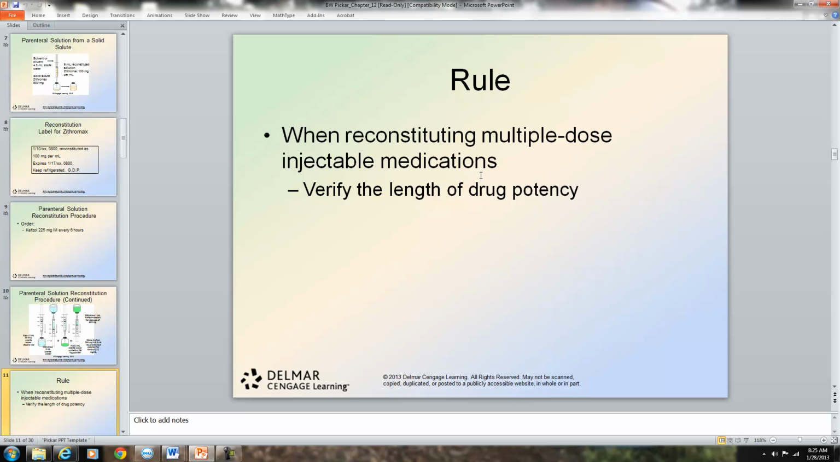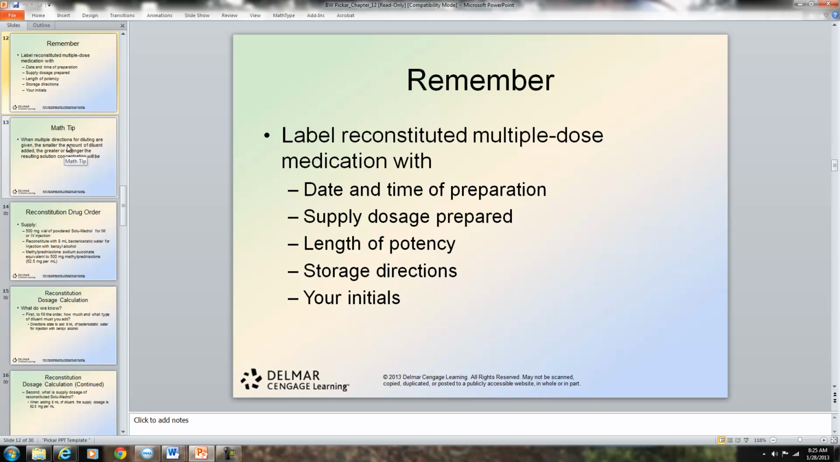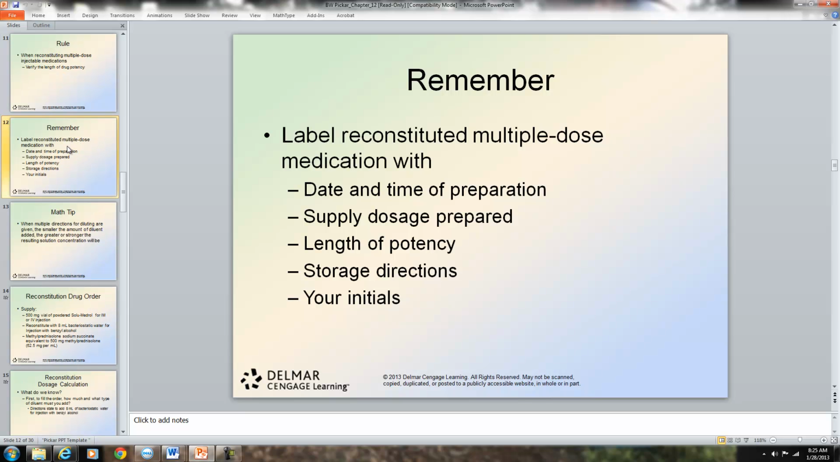So here's the rule. When reconstituting multiple dose injectable medicines, verify the length of the drug potency. So if you mix it today, can you still use it in a week? You want to label the reconstituted multiple dose medication with the date and time of preparation. So not just the date, but the time.